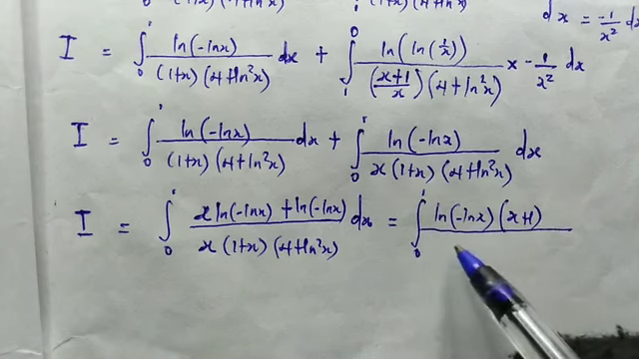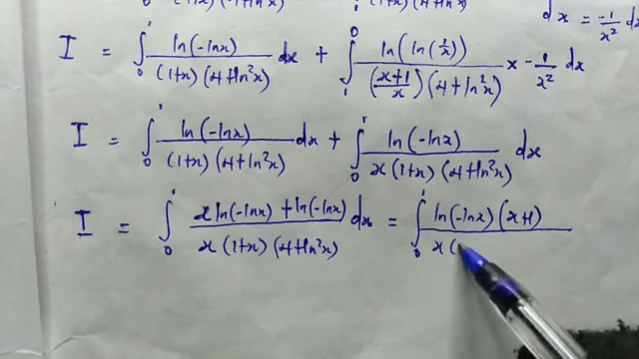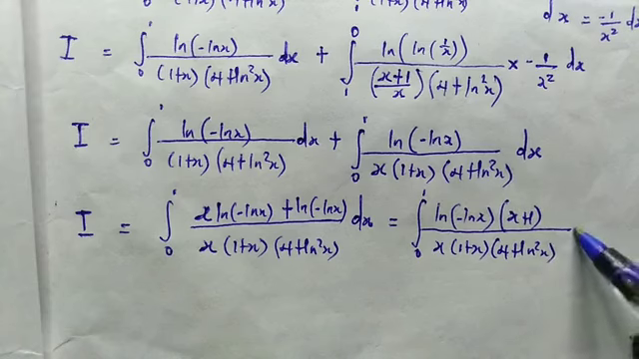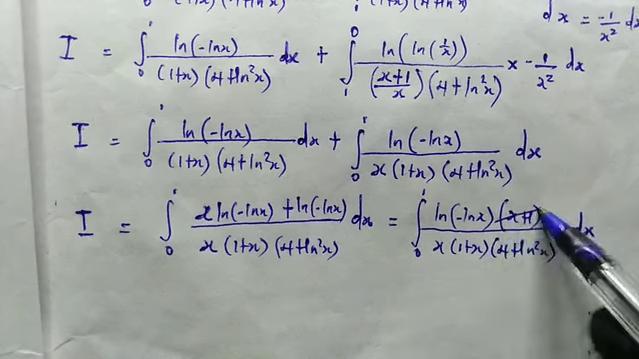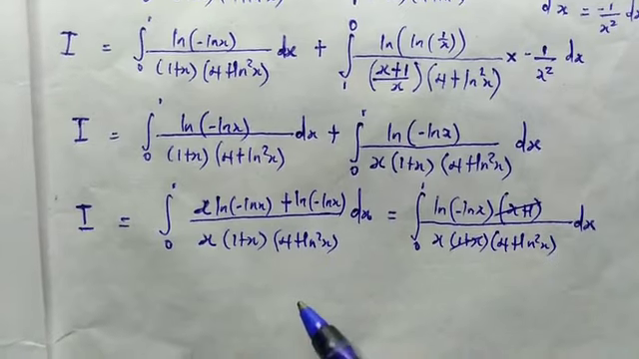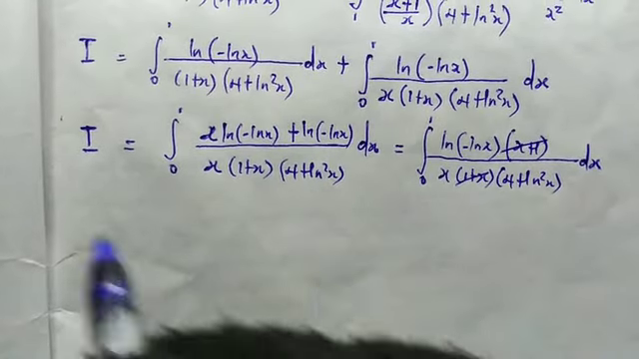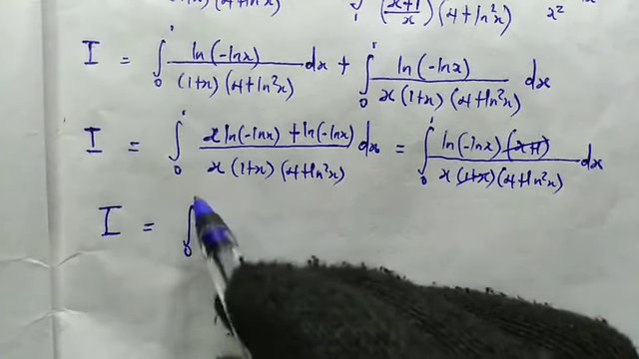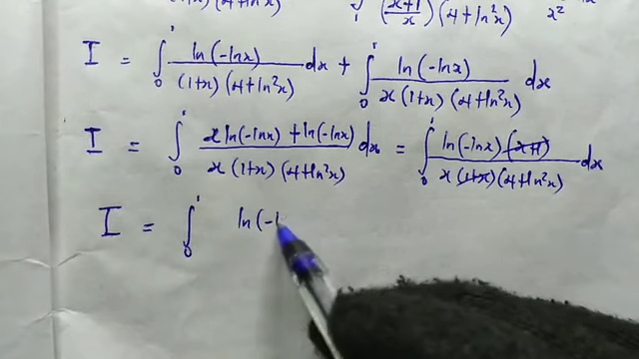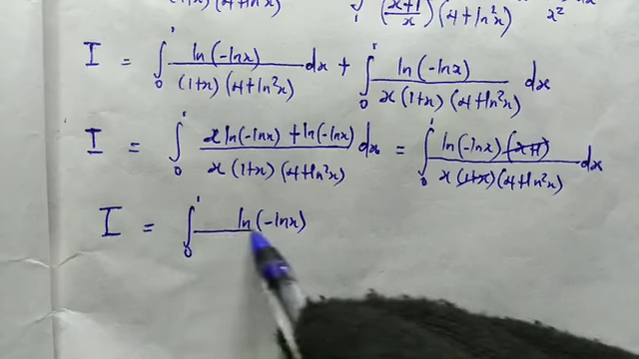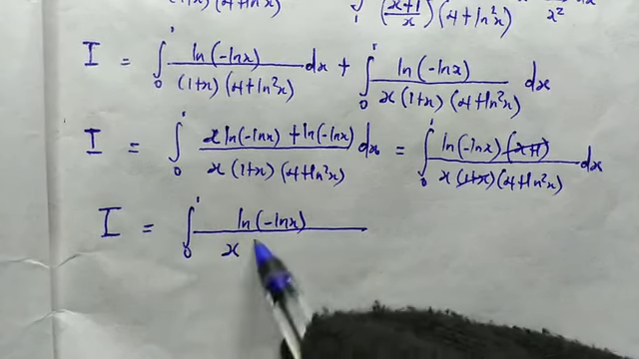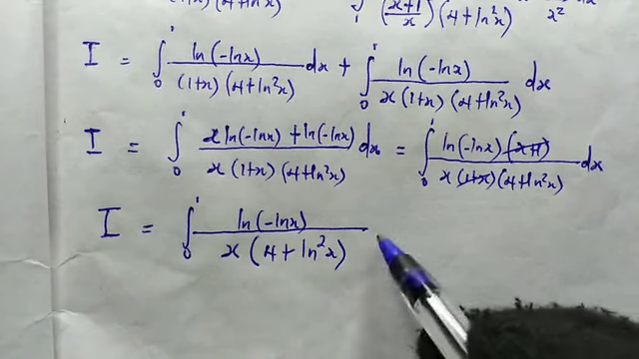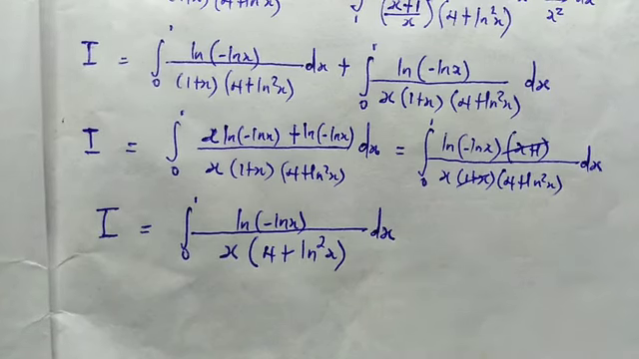Then right over here we have all over x into bracket 1 plus x, 4 plus the natural log of x squared dx. From here we cancel out this. You can see we have some nice cancellations from here. We have I is equal to the integral from 0 to 1, the natural log of the negative natural log of x all over x into bracket 4 plus natural log of x squared dx.